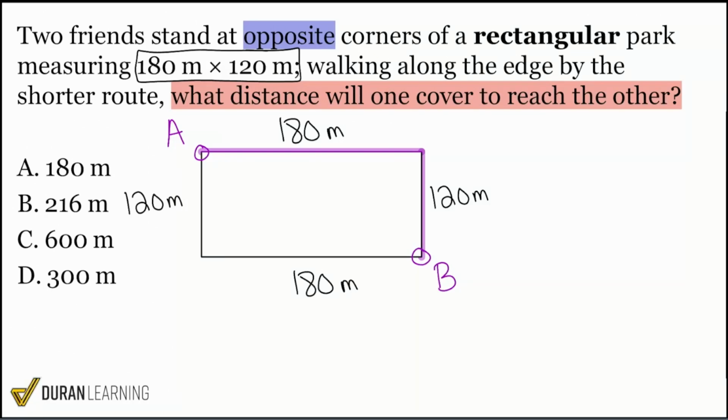We are not doing the entire perimeter. Everybody look, friend A is here, friend B is here. After we go along this side and along this side, we're done. We've reached friend B. If we go down here and over here, same thing. We've reached friend B.